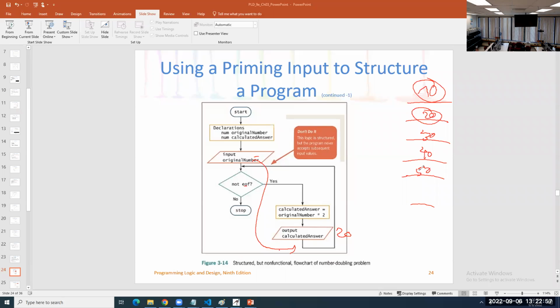So that is the structure. You have a prime input before the loop. Get that before the loop. Right? And inside the loop, everything you do. At the end of the loop, you always need to get the input for the next number or the next statement in the loop here.